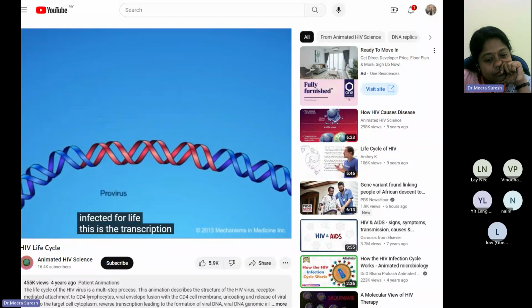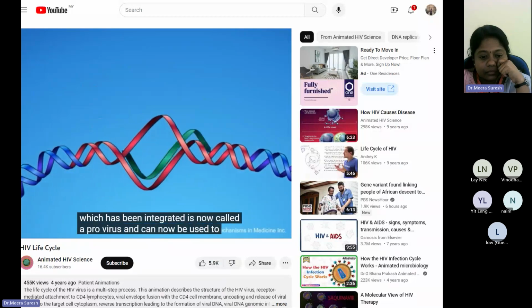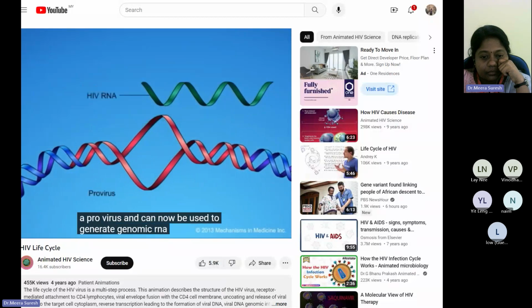This is the transcription of HIV genomic RNA. What happens now is that the DNA, which has been integrated, is now called a provirus and can now be used to generate genomic RNA, which can serve as messenger RNA for the synthesis of viral proteins.